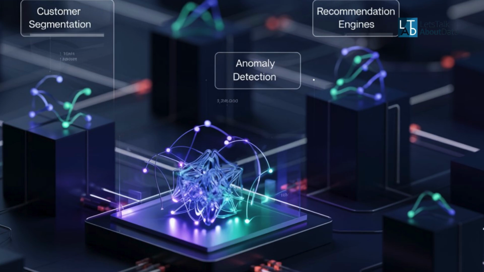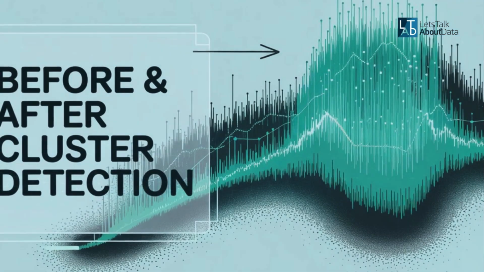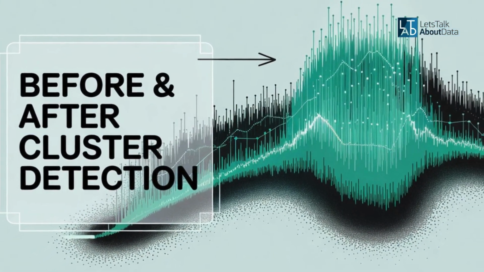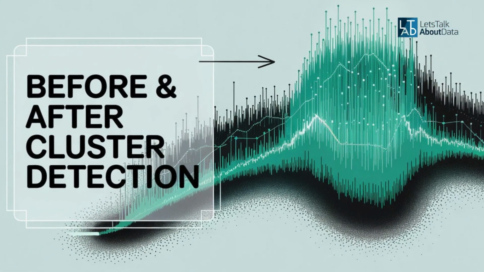Let's explore the hidden structures of your data. What is unsupervised learning? Unsupervised learning means the model is given unlabeled data and its task is to find patterns, structures, or groupings. Examples: customer segmentation, topic modeling in NLP, market basket analysis.